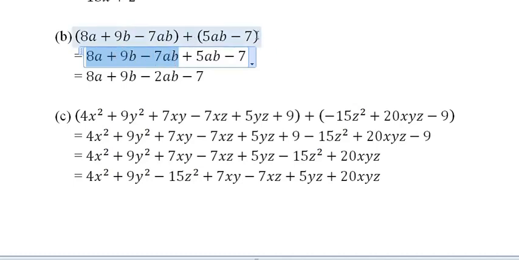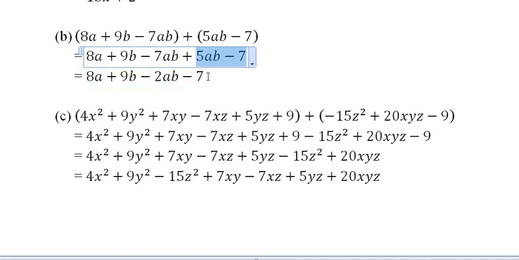And when you open the bracket of the second term, remember that this sign will multiply with the sign of 5ab and minus 7. The sign of 5ab is not given, so we will assume it to be plus. So plus into plus, it will be plus. Plus into minus, it will be minus. So we will write plus 5ab minus 7.